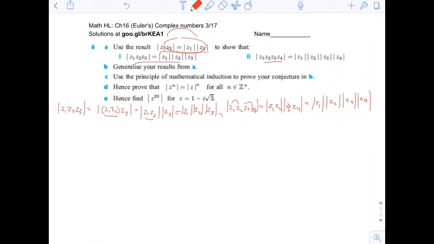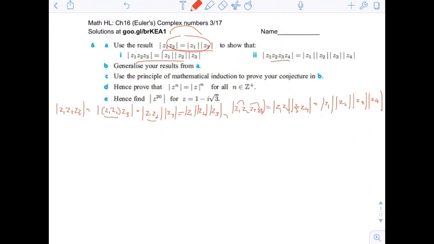All right. Generalize your results from A. So that would mean that if I have the modulus of z1 z2 z3 up to zn, that is equal to the modulus of z1 times the modulus of z2 times the modulus of z3, up to the modulus of zn, for n an element of the positive integers.